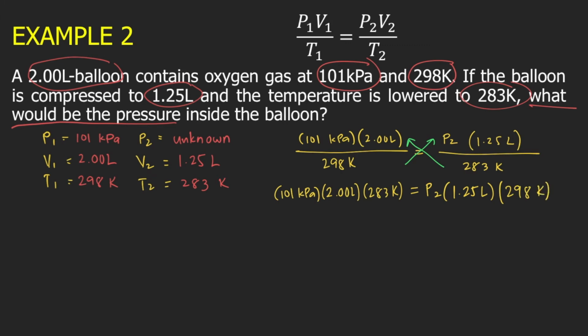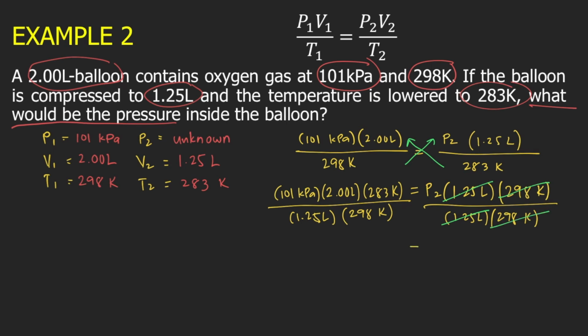So to solve for P2, you can divide both sides by 1.25 liters times 298 Kelvin. So do that also to the other side. So what happens on the right side? 1.25 liters will cancel. 298 Kelvin will cancel. So what is left on the right side is P2. On the left side, liters will cancel. Kelvin will also cancel. So the remaining unit on the left side is kilopascal.